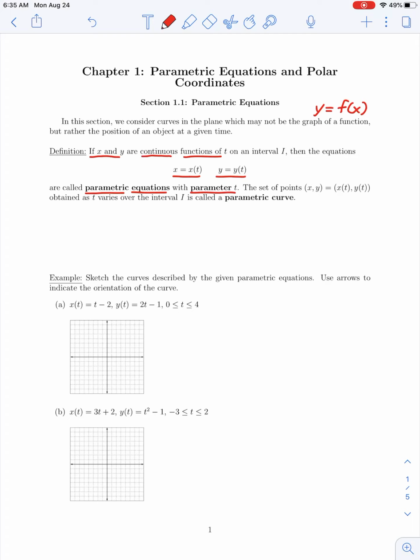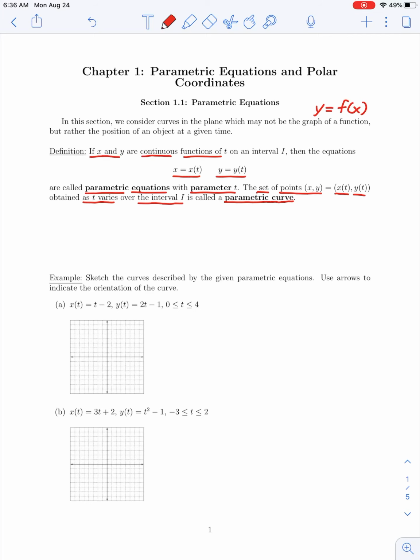So the set of all points x, y, where x is given by the x of t equation and y is given by the function y of t, as t varies over the interval I, is called a parametric curve. So it's the set of all points defined by these equations x of t and y of t.